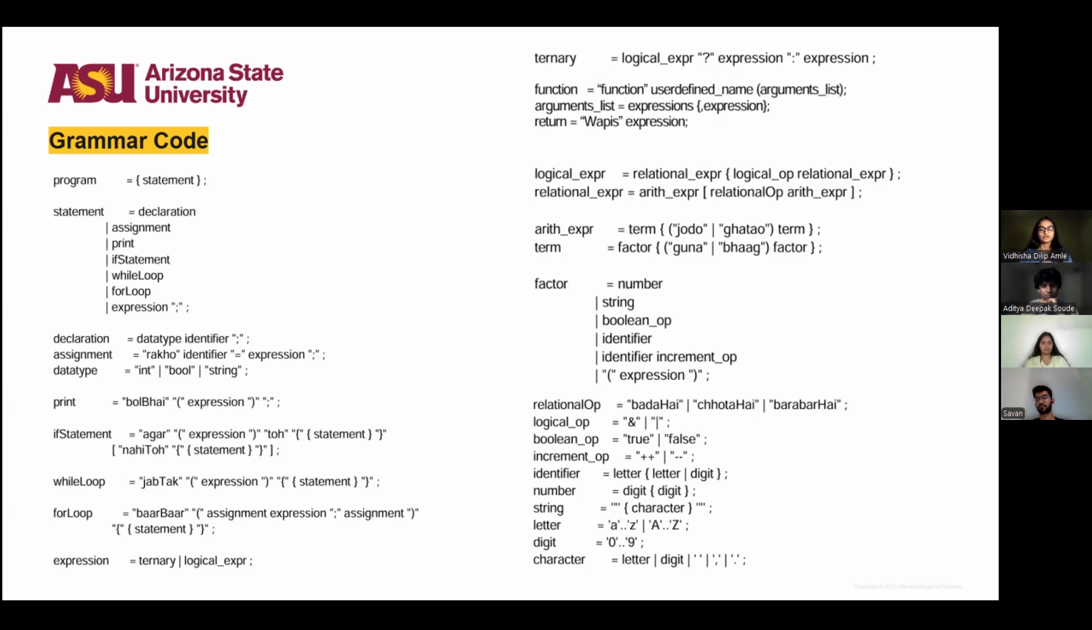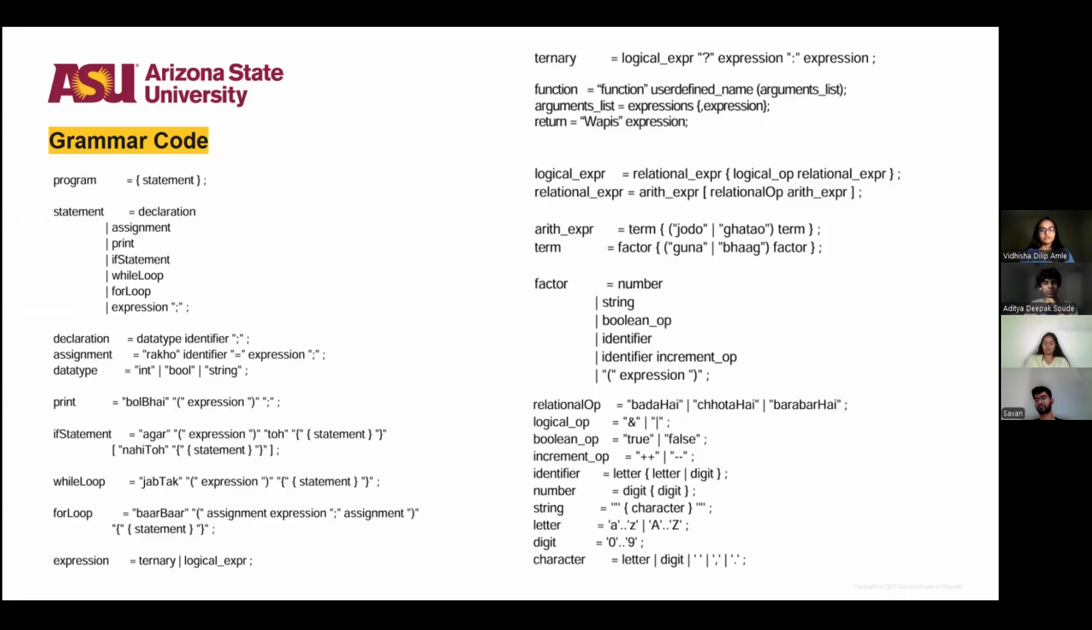Our grammar supports a variety of constructs as required by the language. Firstly, we have primitive types. It supports Boolean values, that is true and false, with logical operators, that is and, or, and not. Then it also has data types: int, bool, and string, and it also has arithmetic operators. That is, jodo means addition, gatao means subtraction, gunao means multiplication, and bhag means division.